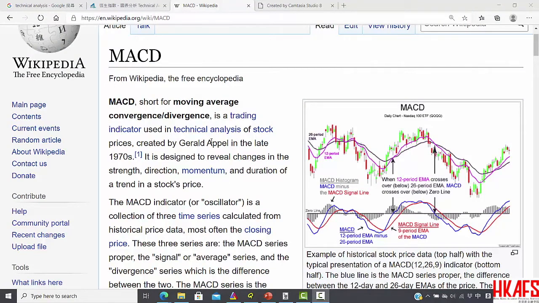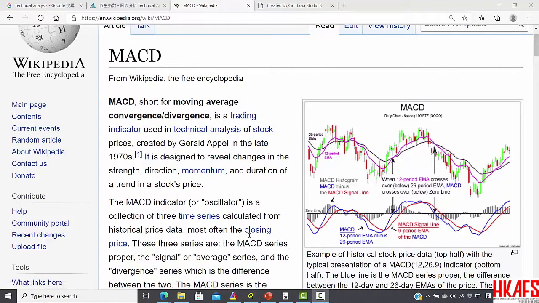Today I would like to discuss MACD. First of all, let's introduce MACD. MACD was created by Gerald Appel in 1970. It's about 50 years old. Is it still accurate for determining bull markets and bear markets today? Actually, if you want to know more about the MACD indicator, please refer to Wikipedia.